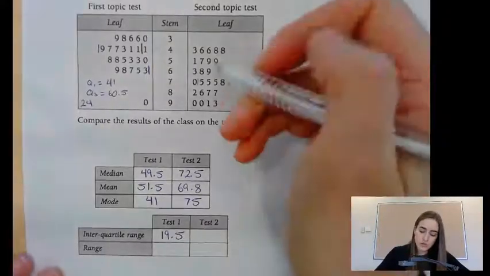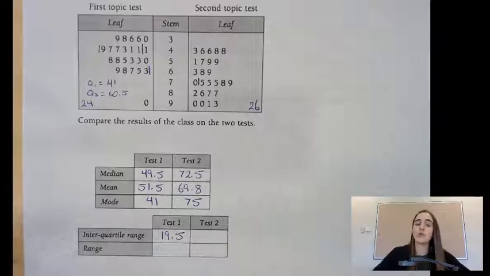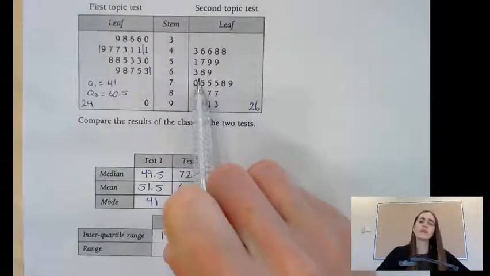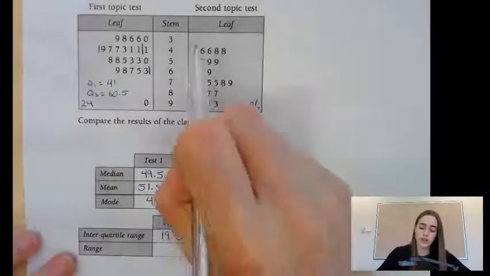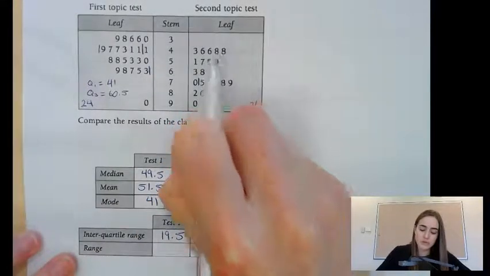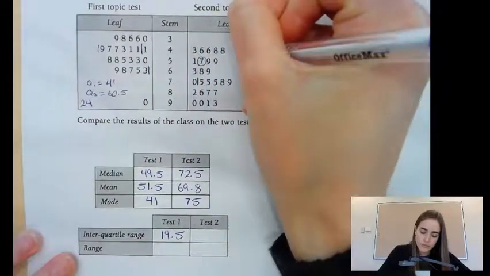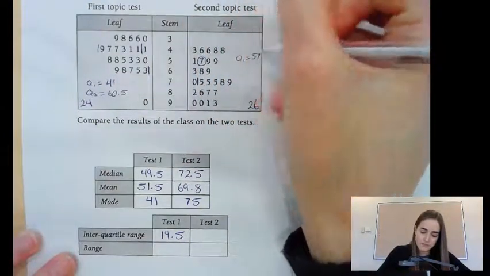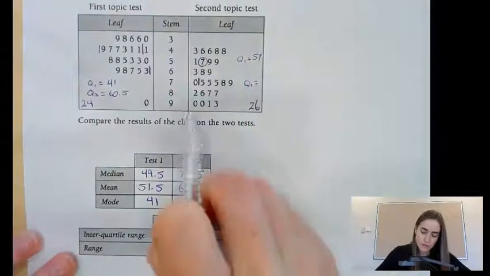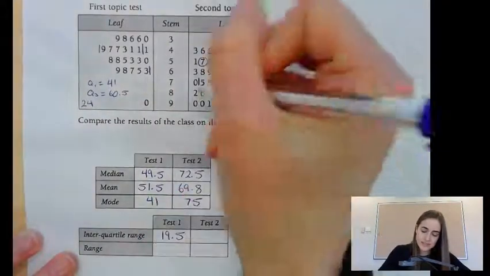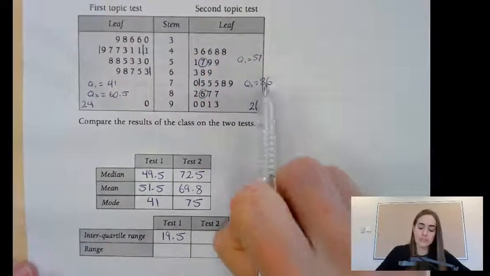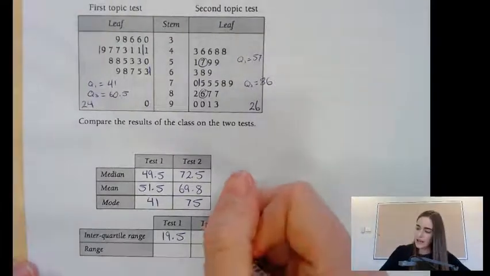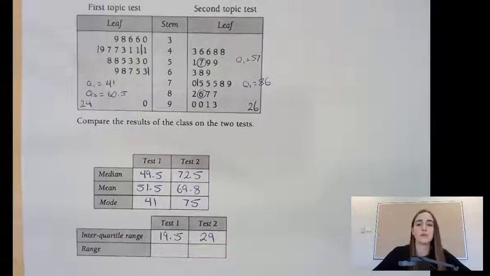For test 2, I had 13 scores below my median, which means that halfway is going to be exactly my 7th score. So I'll have 6 scores below, 6 scores above, and exactly that 7th one right in the middle. So counting up, 1, 2, 3, 4, 5, 6, and my Q1 is going to be 57. My Q3, if I count from the top, 1, 2, 3, 4, 5, 6, 7, I'm going to have 86 as my Q3. So I'm going to take 86 minus 57, and that's going to give me 29 as my interquartile range.